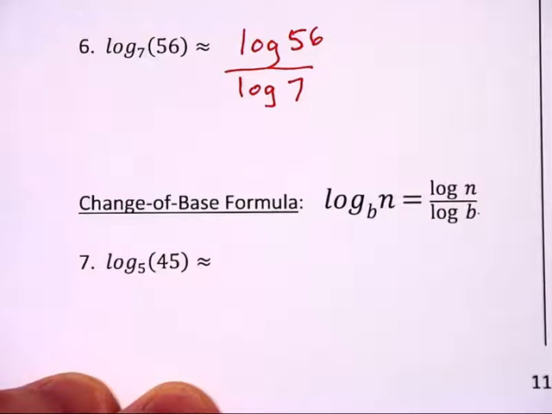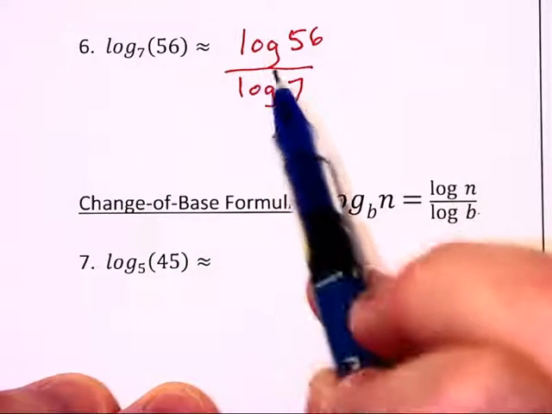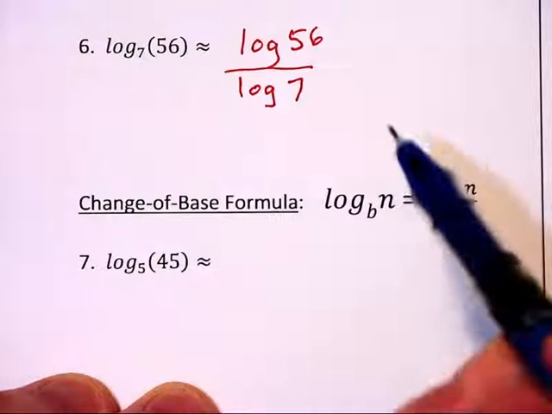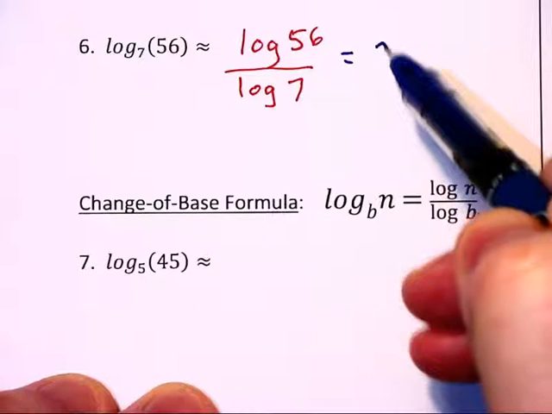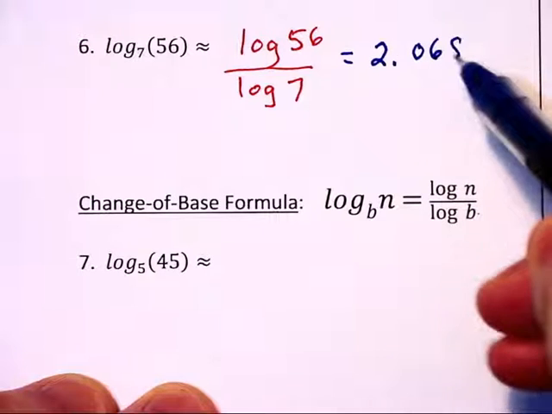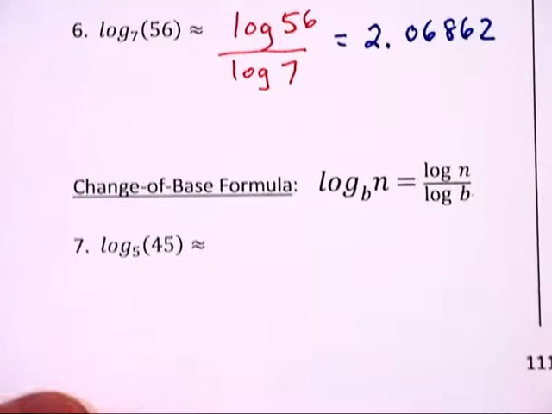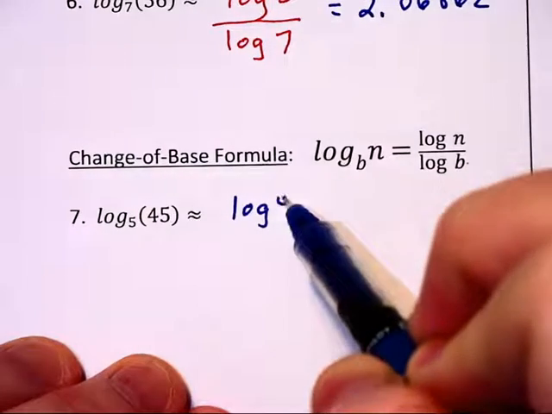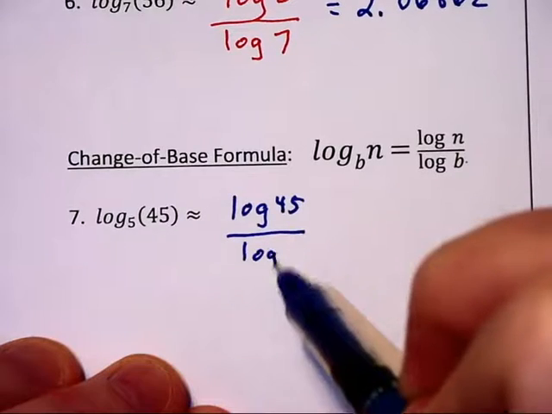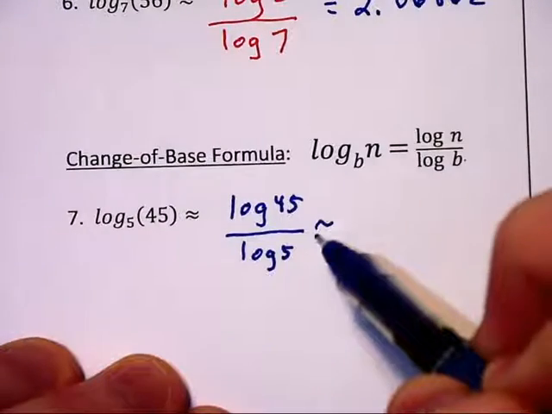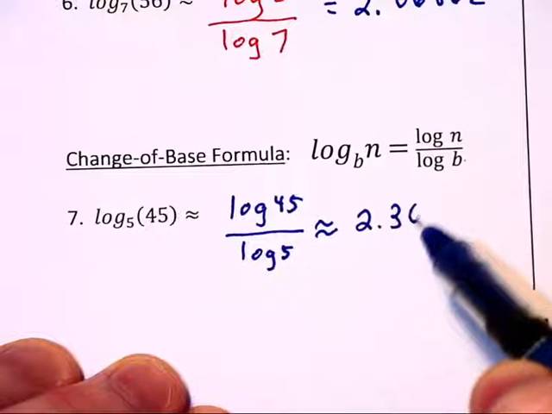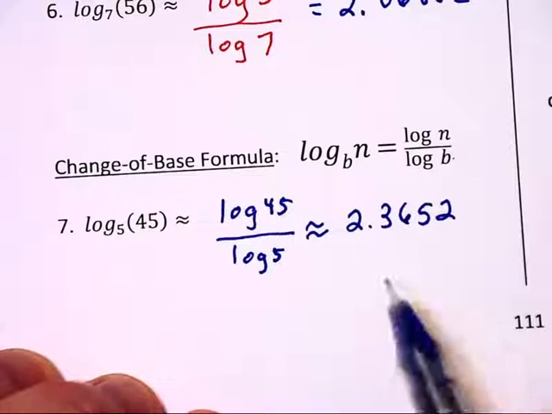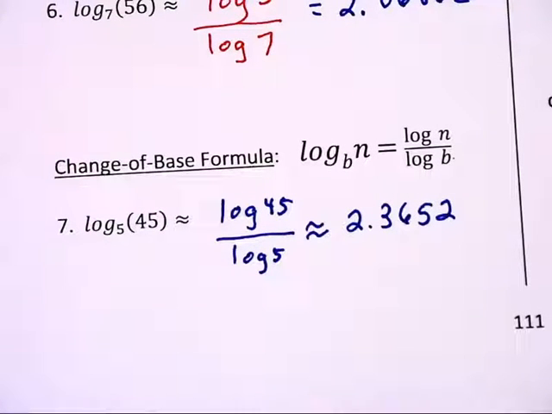On my backwards calculator, I have to type in 56 log divided by 7 log. If you have a forward calculator, you'll probably have no trouble evaluating this and finding out that the expression is approximately equal to 2.06862. And down at the bottom of the page, I have another one here where we're going to write this as the log of 45 divided by the log of 5. Do that directly on our calculator and get approximately 2.3652. Please stop and make sure that you can get these calculations correct on the calculator that you are working with.